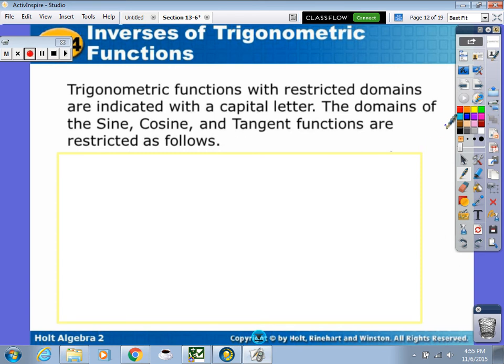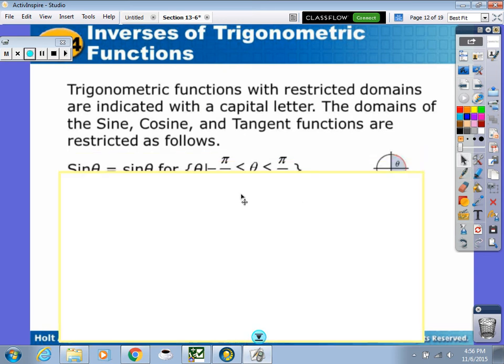Our trigonometric functions with the restricted domains are separated out from the ones we just talked about, and we indicate the restricted domains when we use capital letters to identify these functions. So you can see sine, cosine, and tangent all have capital letters here, and that means that their domain is restricted and they are a function. So let's look at what they look like.